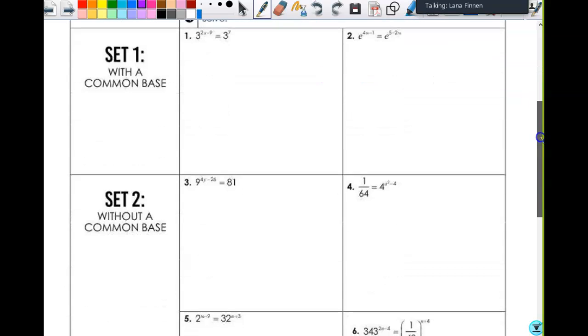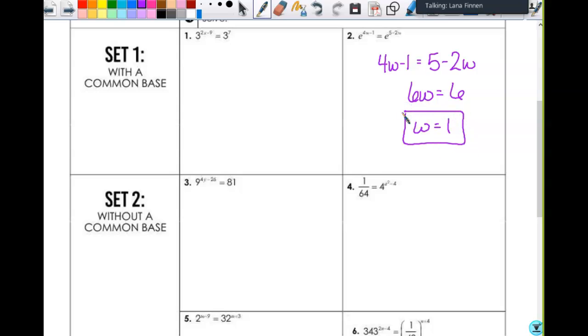And up here my exponents look like little blobs, so I have to use this so I can actually see. This is e to the 4w minus 1 equals e to the 5 minus 2w. So I already have common bases, they're e, which means the two exponents have to be the same. So 4w minus 1 equals 5 minus 2w. So 6w has to equal 6. W equals 1. It's that simple.